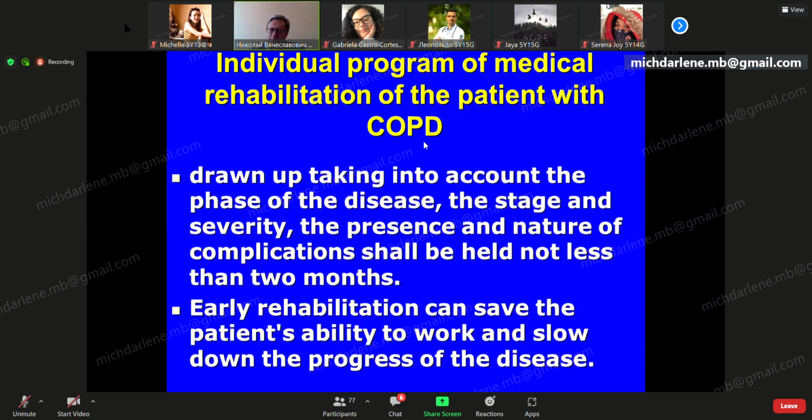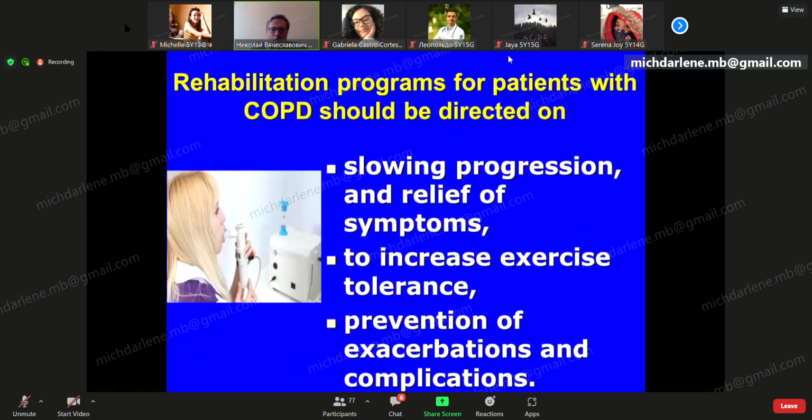As for early rehabilitation, this form of rehabilitation can save the patient's ability to work and slow down the progress of disease. As for goals of this program for patients with COPD, it should be directed at slowing disease progression and relief of main symptoms, to increase physical exercise tolerance, and prevent disease exacerbations and complications.